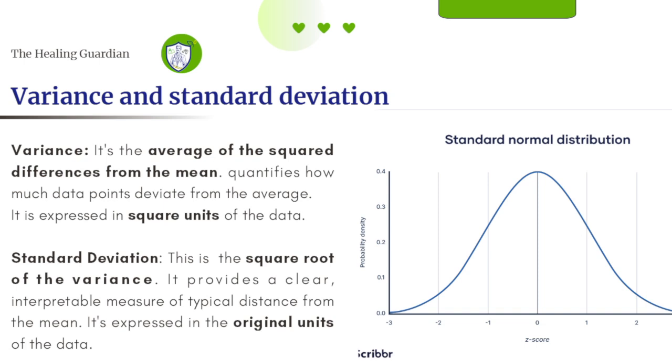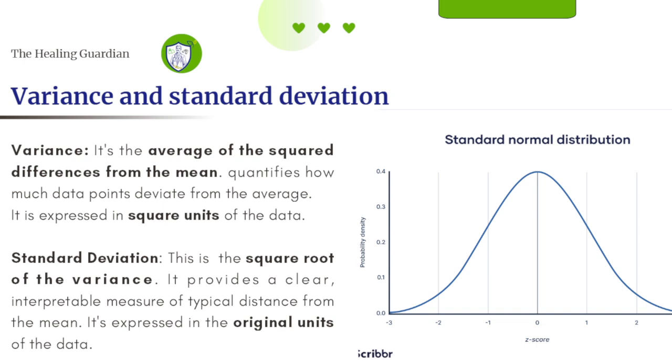If I was measuring blood pressure, now I'm having millimeters of mercury squared. If I was measuring weight, I'm having kilograms squared. So we take the square root of variance to take away those square units. That is how we come up with the standard deviation. So this is the square root of variance.